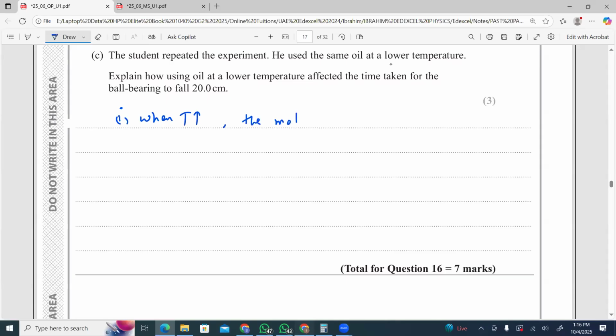the molecules in the fluid or liquid, because fluid means liquid and gas together. So fluid or liquid here, which is oil, will move away from each other because they will be absorbing energy from the high temperature, right? When you increase the temperature, it means you're providing the energy which is absorbed by the molecules. So they are moving away from each other.